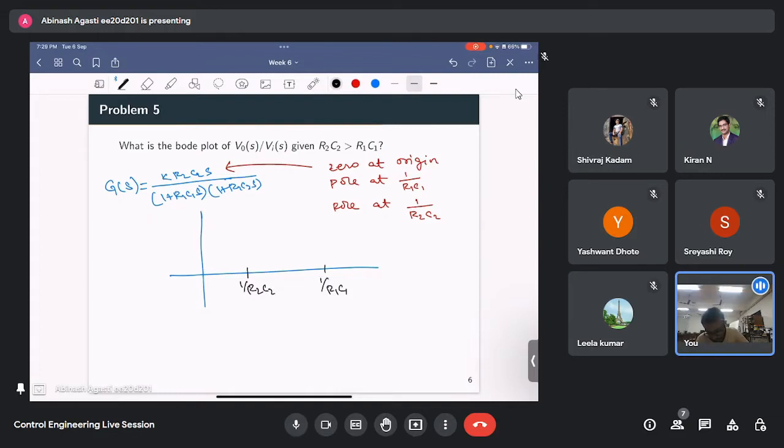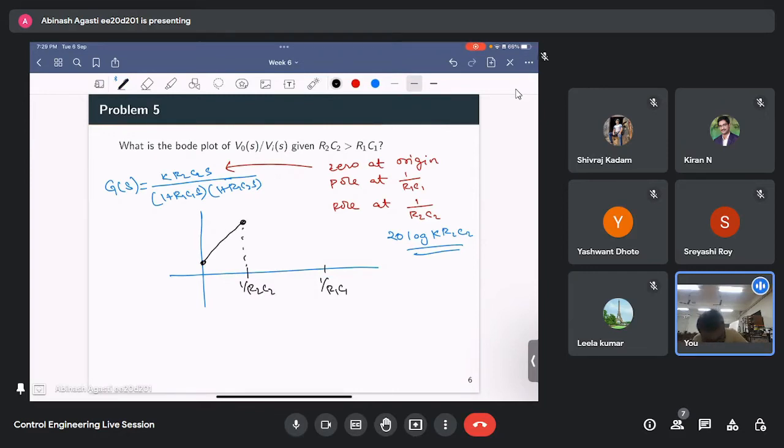Then at 0 we'll have some 20 log K R2 C2 as the magnitude. I don't know what the values of K, R2 and C2 are, so that doesn't matter. Let's say it starts from somewhere here. So we'll have a 0 here till here.